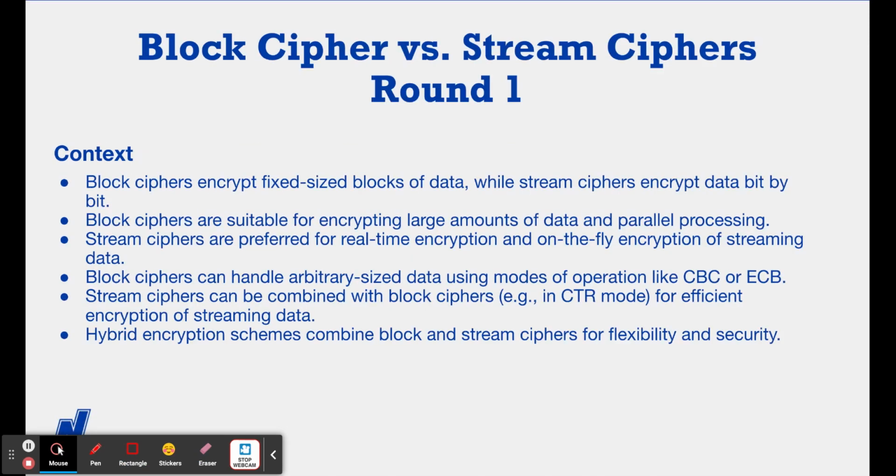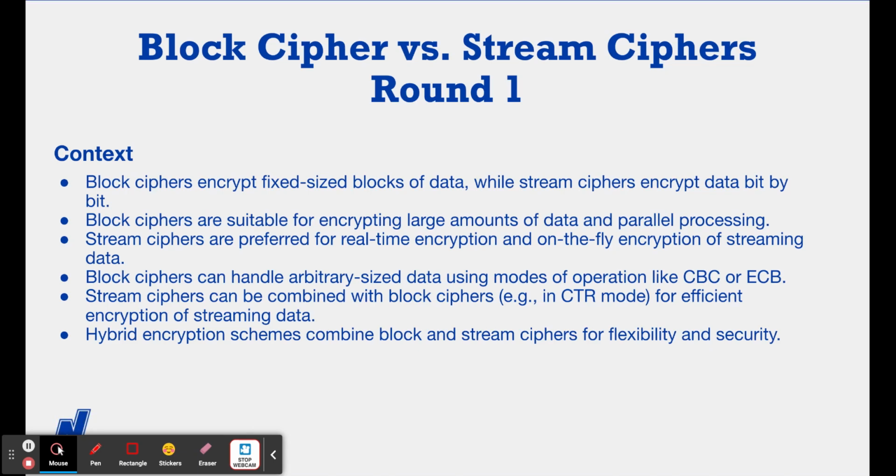So, block ciphers versus stream ciphers, round one. Block ciphers and stream ciphers are two types of symmetric encryption algorithms with distinct characteristics. Block ciphers work on fixed-size blocks of data, while a stream cipher encrypts data bit by bit. That becomes important later. We also discuss how block ciphers are ideal for encrypting a large amount of data and parallel processing. Stream ciphers, on the other hand, excel in real-time encryption and on-the-fly encryption of streaming data.